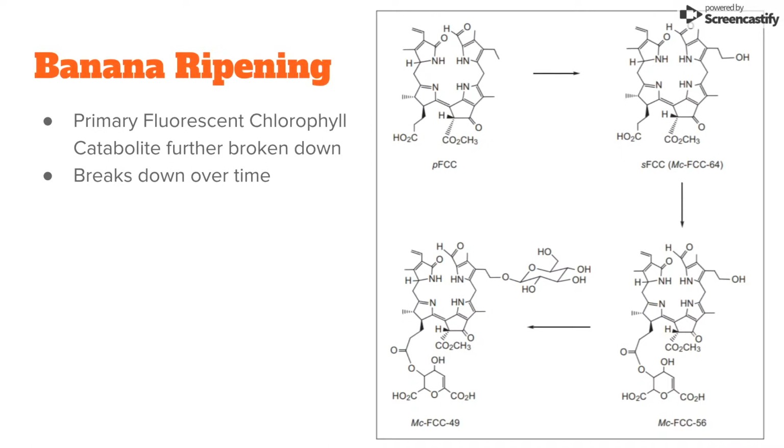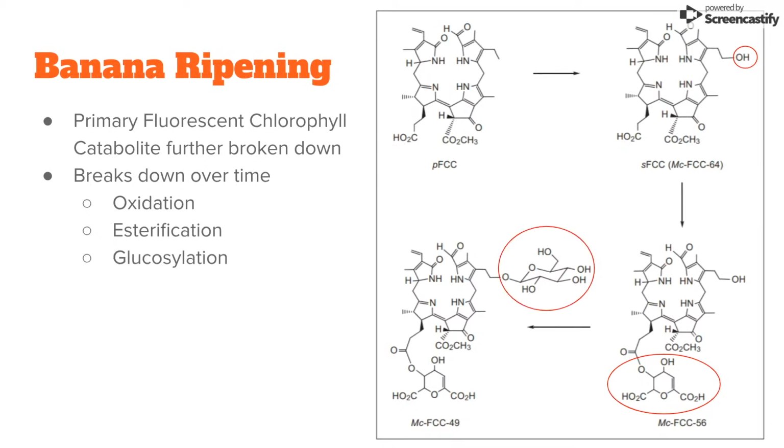The resultant molecule from the last slide was a primary fluorescent chlorophyll catabolite. It is further broken down by oxidation, then by esterification, and finally by glucosylation. This resultant catabolite, along with some of the other intermediates, gives bananas their yellow color.